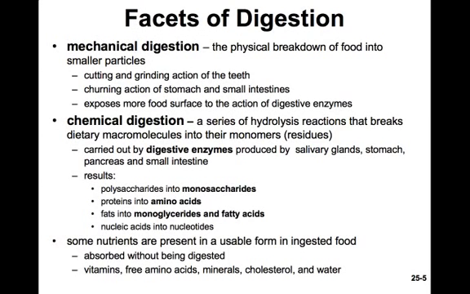Mechanical digestion and chemical digestion, as I've said, are slightly different. Mechanical digestion is physically breaking down food into smaller particles, the cutting and grinding action of the teeth, the churning muscular action of the stomach and small intestines. So this cutting and churning creates more surface area on the particles of food to aid the action of the digestive enzymes. So chemical digestion is just that, putting the digestive enzymes into place. It's a series of hydrolysis reactions.